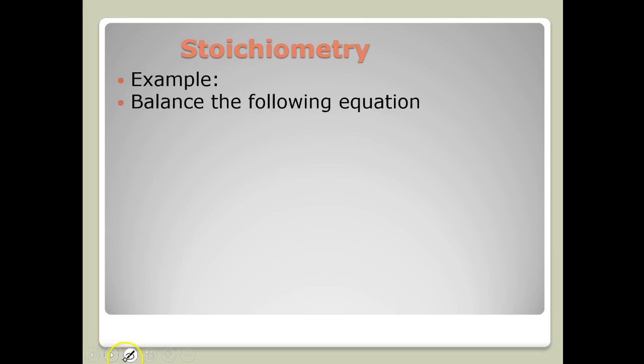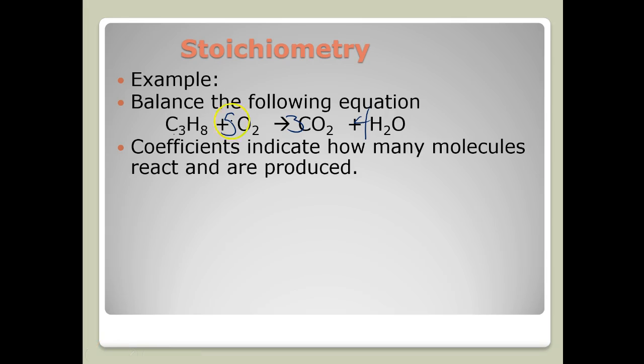So, for example, in stoichiometry, the first thing you have to do is have balanced equations. So if I was to balance this, I would put a 3 here. This is 3 carbons. I'd put a 4 here. I have a total of 10 oxygens, so I need a 5. Okay. Coefficients indicate that it takes 1 C3H8 to react with 5 oxygen molecules to form 3 CO2s and 4 waters. That's what the coefficients tell you.